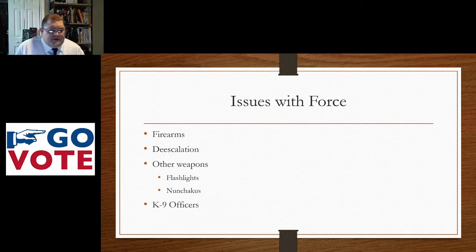Issues with force. Number one is the firearms. Firearms are what they're using for deadly force. You cannot realistically expect a police officer to shoot someone in the arm or leg. It's listed as deadly force because that's what it's intended to be used for. It's intended to end the suspect and end the threat they're presenting.